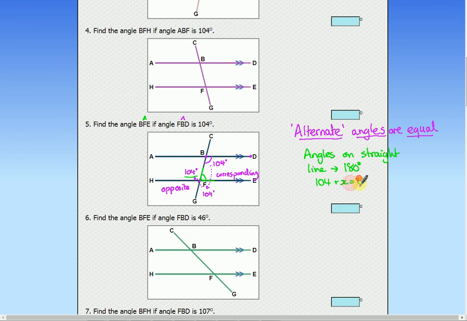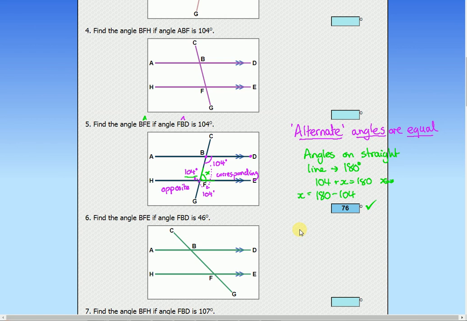So I've got 104 plus some number is 180. So my angle X there is 180 minus 104. And that will tell me my angle X. Put it into your calculator and you should get 76. So we can put in here an answer 76. So let's go and check the answer. And there we go. It's marked it correct for me.